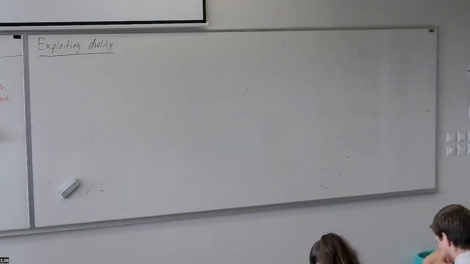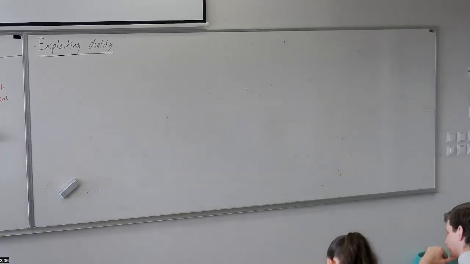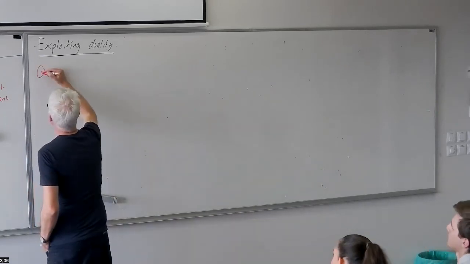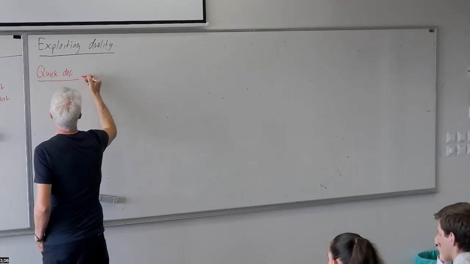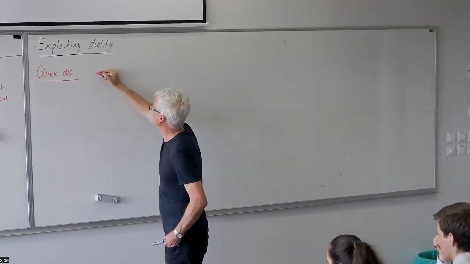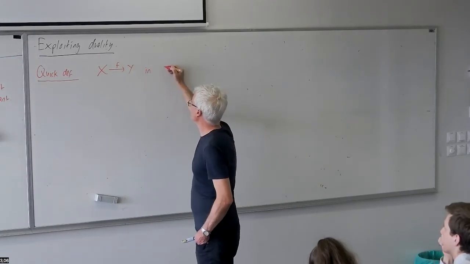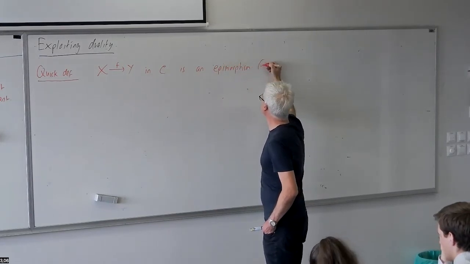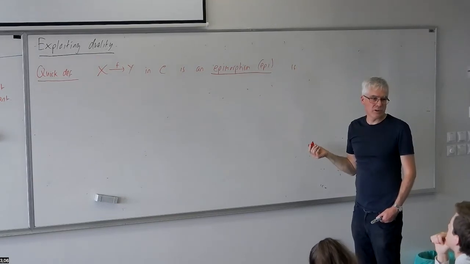So I'm going to give an example of this, which is the dual notion to the notion of monomorphism. Last week we had the notion of a monomorphism in a category. And now we're going to have the dual notion, and this is called an epimorphism. So the quick definition of the notion of epimorphism: a map f from x to y in C is an epimorphism, or epi for short, if it is a monomorphism in C op, in the dual category.